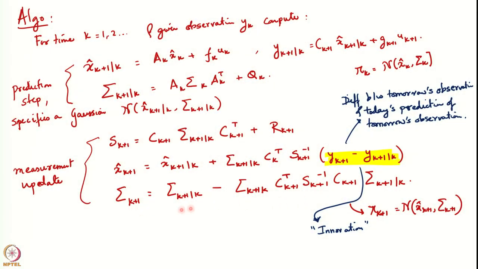From here, we also need to do something similar for the covariance, and exactly something similar is worked out here for the covariance as well, right? So these two put together, the prediction step and the measurement update step, give us the Kalman filter. So, what is the secret that makes this Kalman filtering equation work so easily?